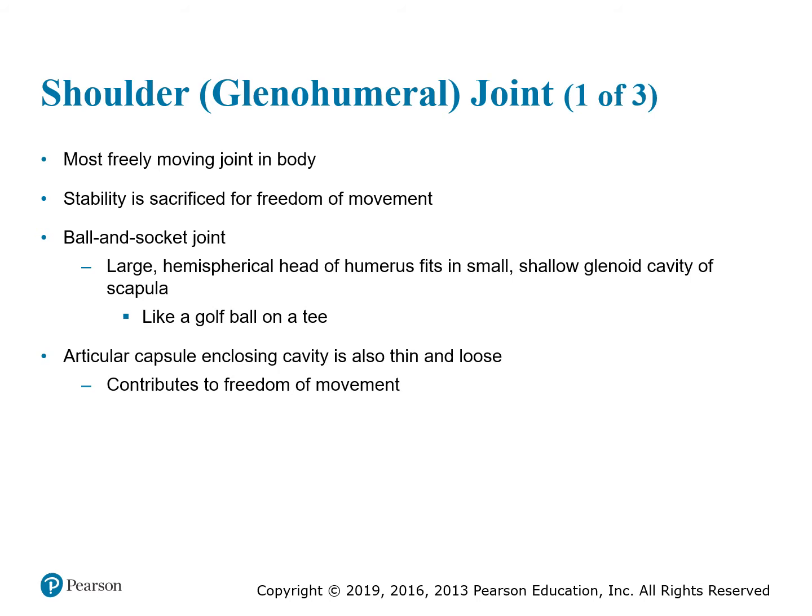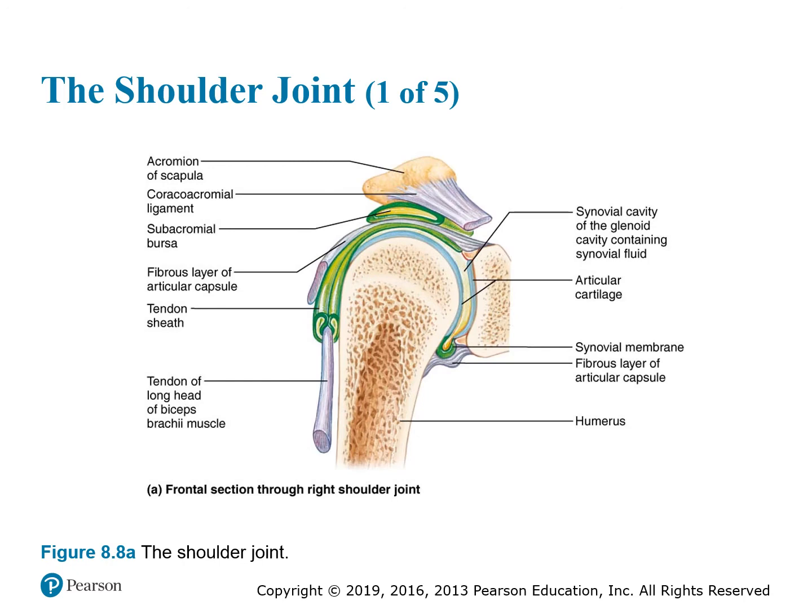The articular capsule of the glenohumeral joint encloses the cavity and is also thin and loose, and this contributes to the freedom of movement, but the instability as well. Here's a picture of our shoulder joint. Orienting you, this is a frontal section through the right shoulder joint. This is the acromion process of the scapula, the head of the humerus, and the glenoid cavity or glenoid fossa. So you see that it's not much of a socket, very shallow.